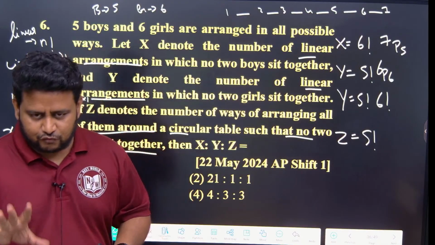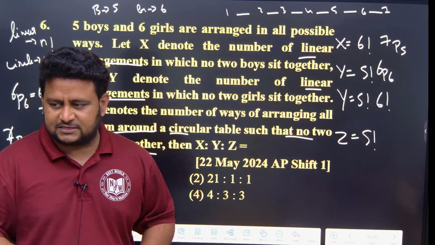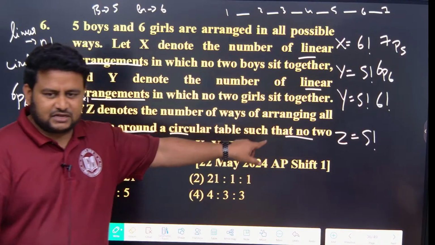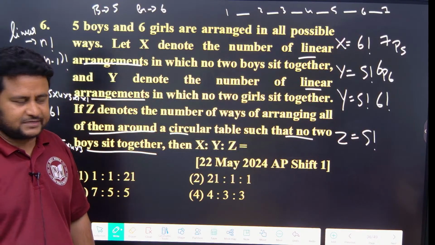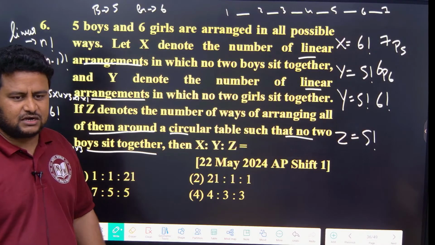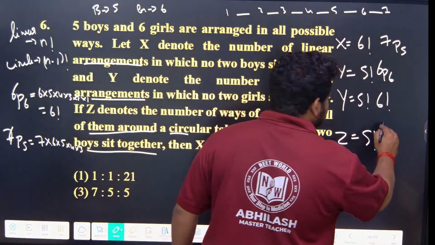Okay. 4 girls means how many spaces? 5 spaces. 5 girls means 6 spaces. N girls means n plus 1 spaces. So how many spaces do we have now? 6 spaces. How many boys do we have to arrange? 5 boys. That is nothing but 6P5.